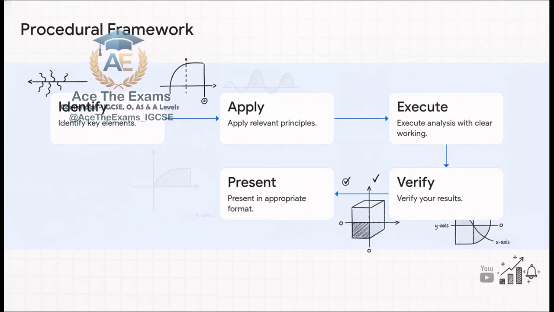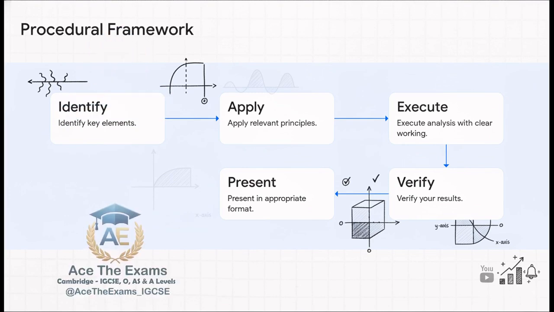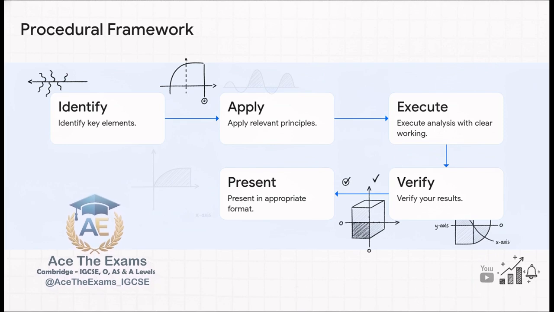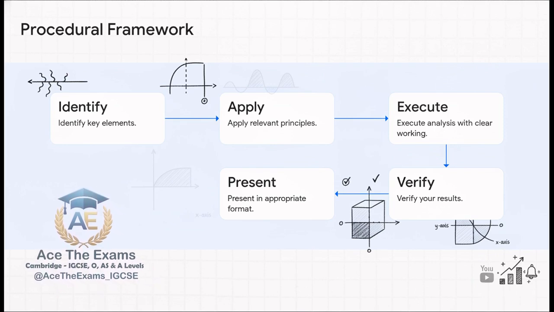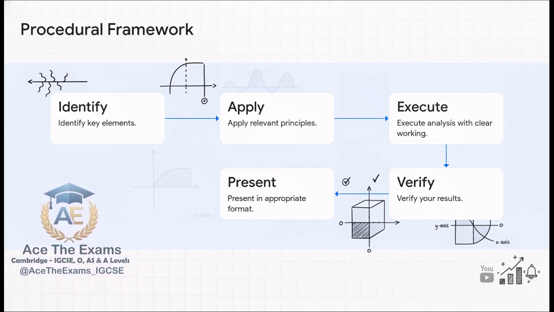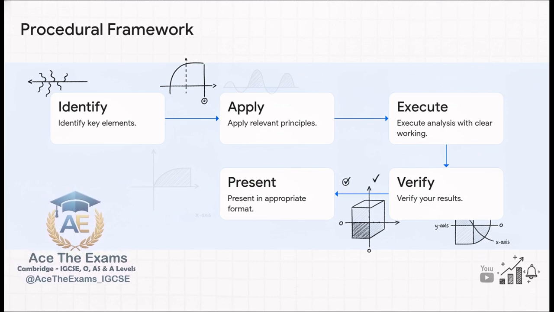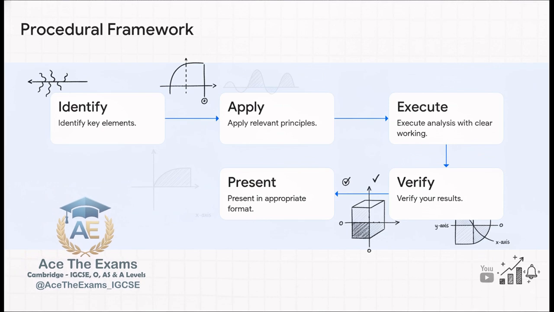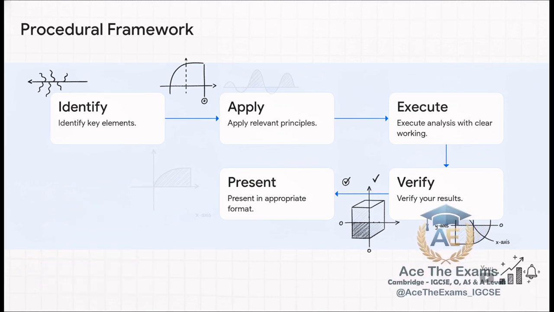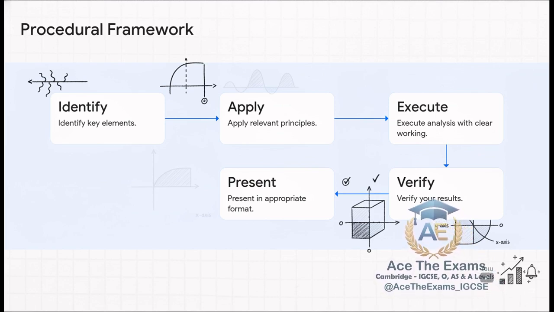Step 1. Identify key elements. Look at the three linear factors and instantly extract your roots. Step 2. Apply relevant principles. Find your y-intercept by setting x to 0 and determine the overall positive or negative shape of the base cubic. Step 3. Execute analysis. Sketch that base cubic faintly. Step 4. Verify results. Apply the modulus, reflecting the negative sections, and rigorously double-check that no part of your final graph dips below that x-axis. Step 5. Present appropriately. Darken your final curve and label your axes and intercepts.